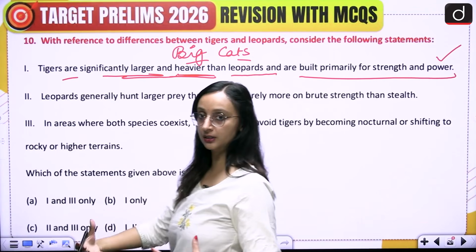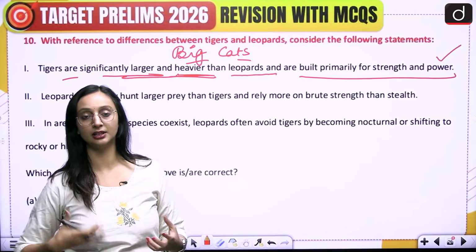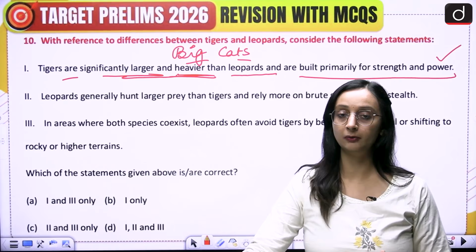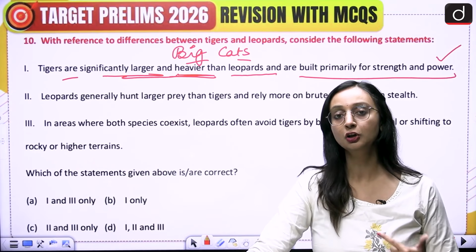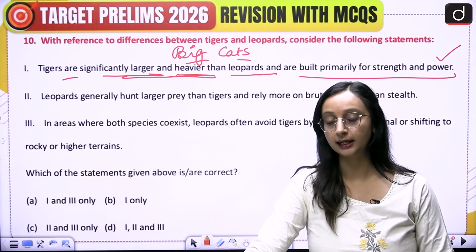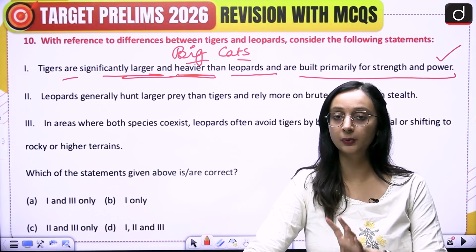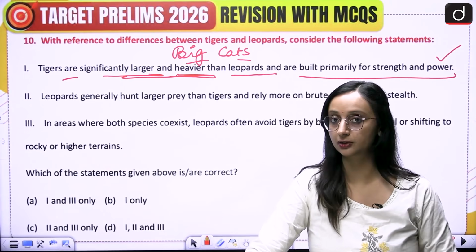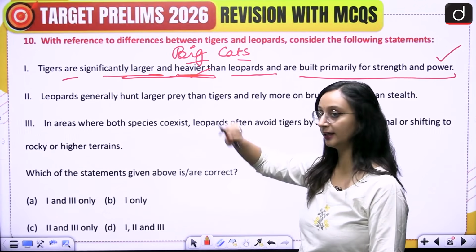There's a huge difference in the weight of tigers and leopards. Tigers are very heavy. They are built for strength, they are built for dominance, they're built for territorial acquisition. So these are certain traits that are found in tigers. Leopards, on the other hand, when compared to tigers, are lighter in weight and smaller in size.